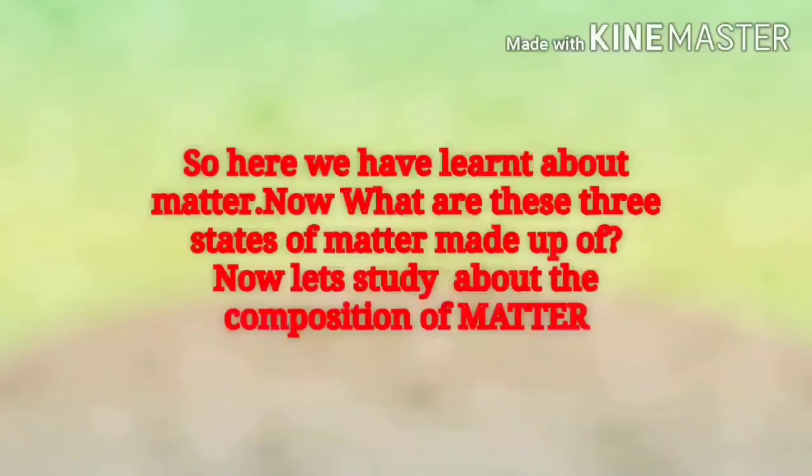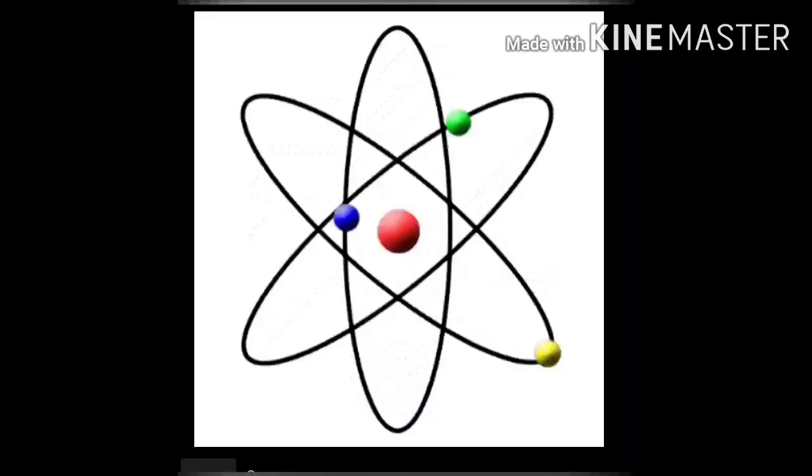Now, what are these three states of matter made up of? Let's study more in detail the composition of matter. Matter is composed of tiny particles called atoms, and atoms combine together to form molecules. So let's see, what is this matter made up of, atoms and molecules?